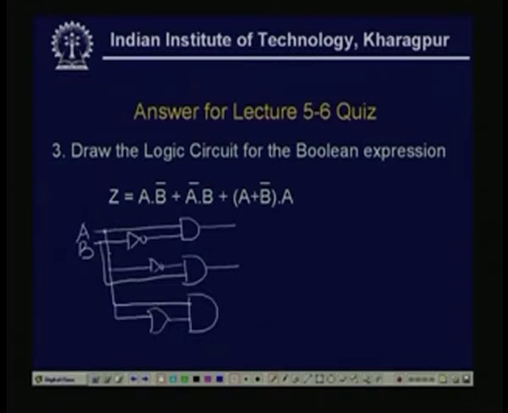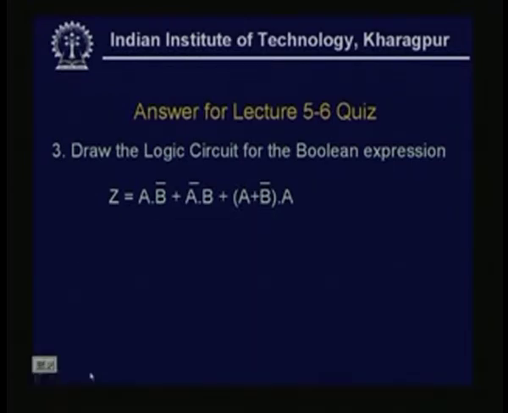So, I can take B complement directly from here, or I can take B and complement that. So, these are the 3 inputs. Now, if I draw one 3 input OR gate, so this is my logic circuit for this Boolean expression. Okay.